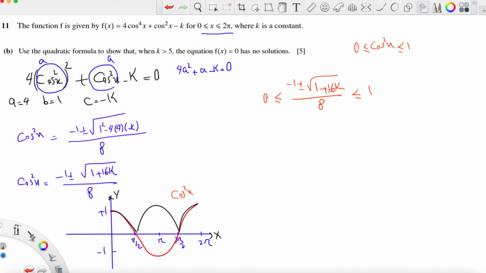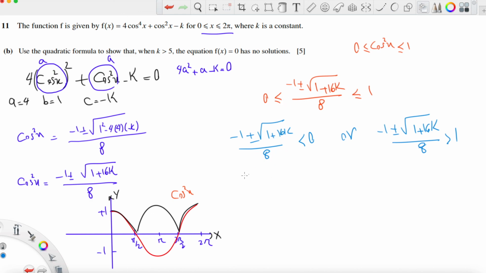Now, if this expression takes values between 0 and 1, the equation will have answers. But if it is out of this range, for example, if minus 1 plus minus the root of 1 plus 16k, over 8, is less than 0, or if it is more than 1, it is outside of this interval, so it won't produce any solutions.